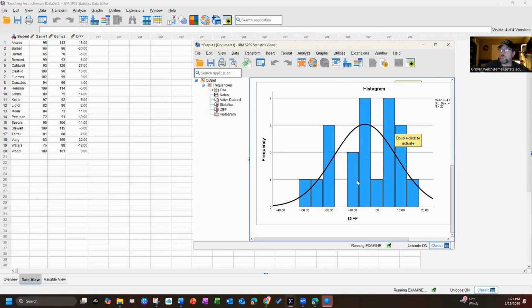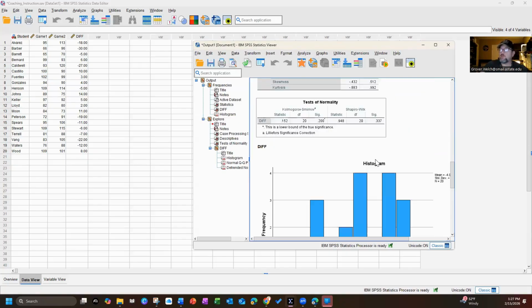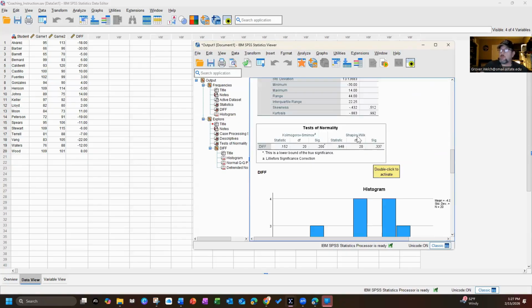Let it run. Okay, so now my test for normality is here where I got my Shapiro-Wilk. Degrees of freedom is 20 and my significance is 0.337. And since that is greater than 0.05, I know that my data is normal and I can run my paired samples t-test on this data.